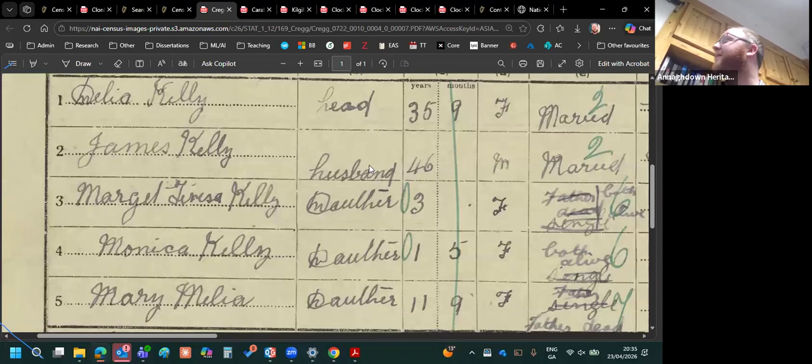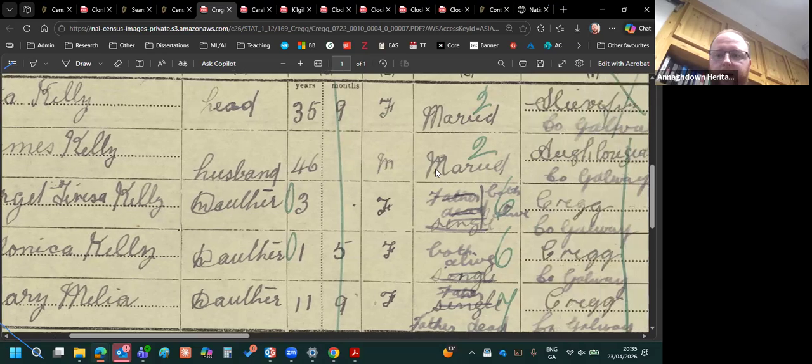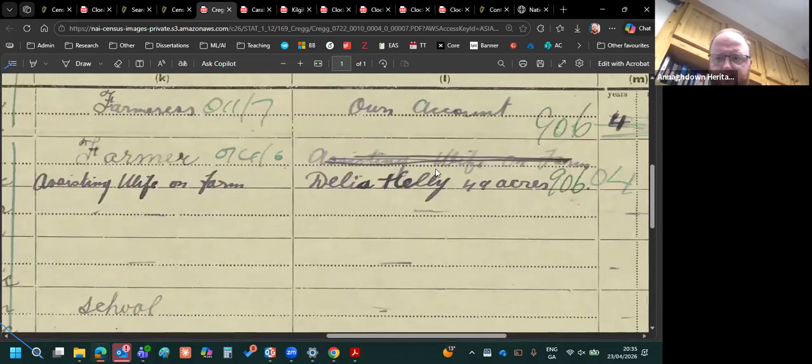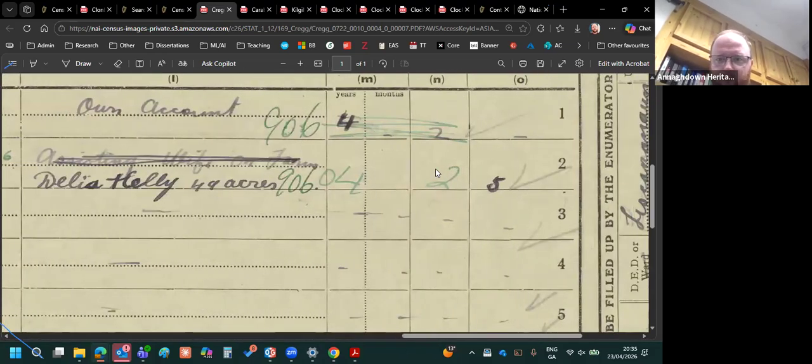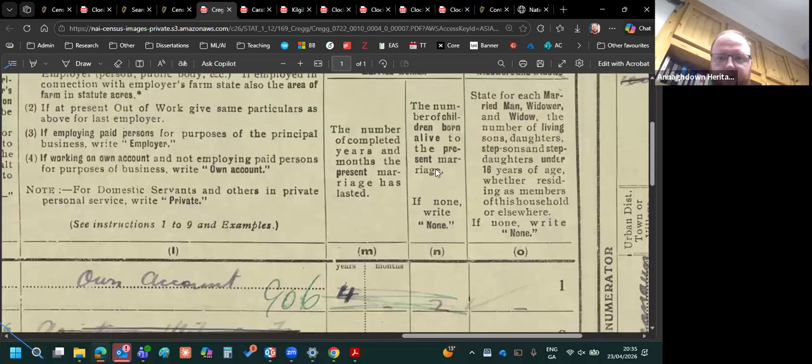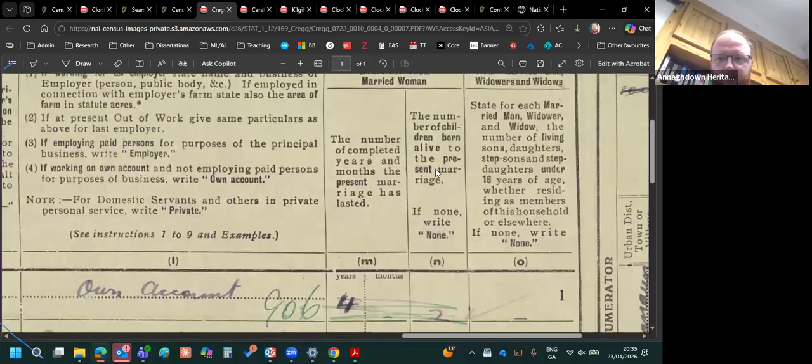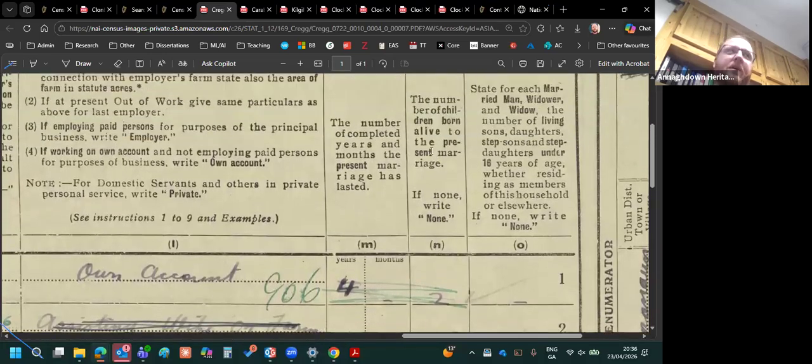Oh yeah, the spelling, yeah. Joe, did it say married twice? Does it actually? No. It just says that she's married for 4 years and 2 children born to the present marriage, but not to the previous marriage.